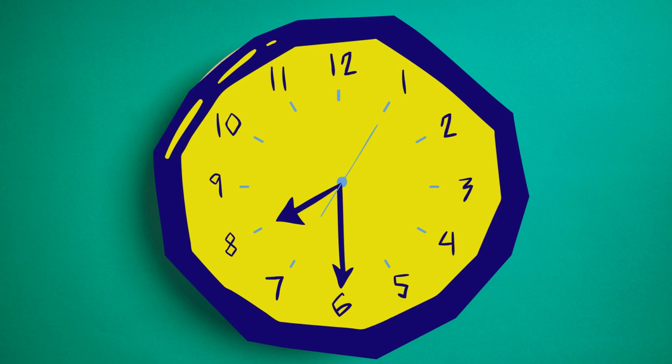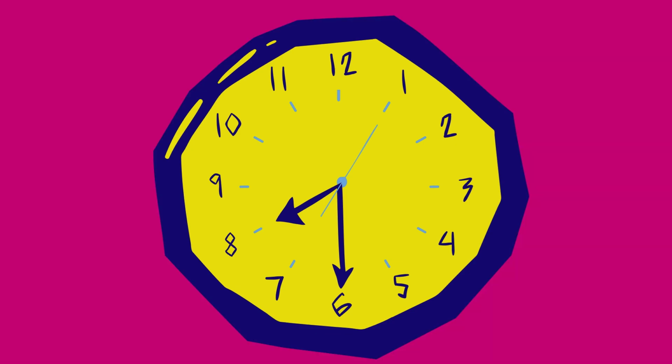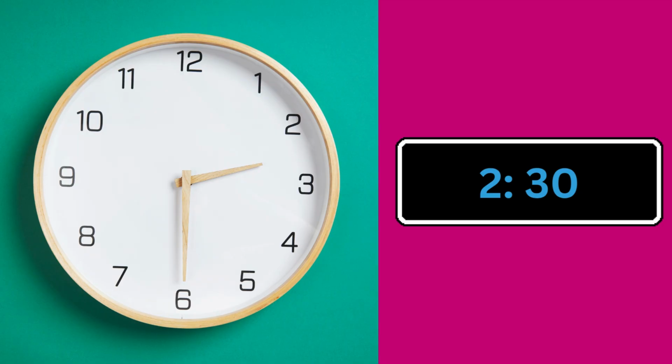When the minute hand points to 6, it has gone halfway around the clock. We say half past. If the hour hand is between 2 and 3, and the minute hand is on 6, it is half past 2. Or 2:30 on a digital clock.